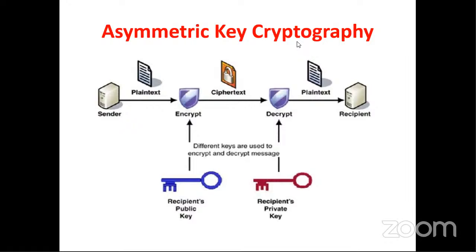For symmetric, we have seen Grover was the threat, and by doubling the key size we can overcome that effect. So in asymmetric key cryptography, a user has 2 kinds of keys. One is a public key and one is a private key.